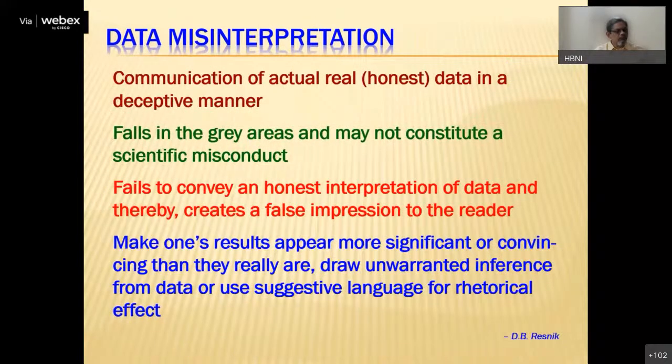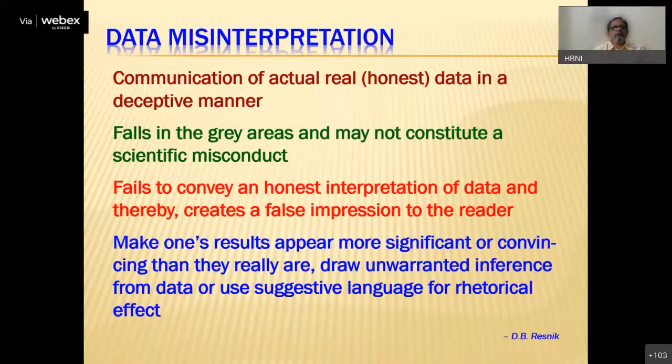Then we have what is called data misinterpretation. So what does this mean? This says that you communicate actual, real, honest data in a deceptive manner. You have started off with really true data, but when you communicate this data, you do it in a certain deceptive manner, which hides the real nature of the data. And why do you do this? You do it only to get your publication through.